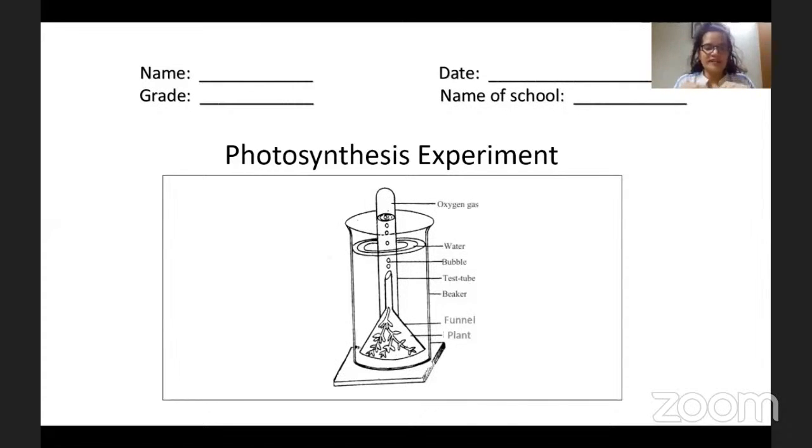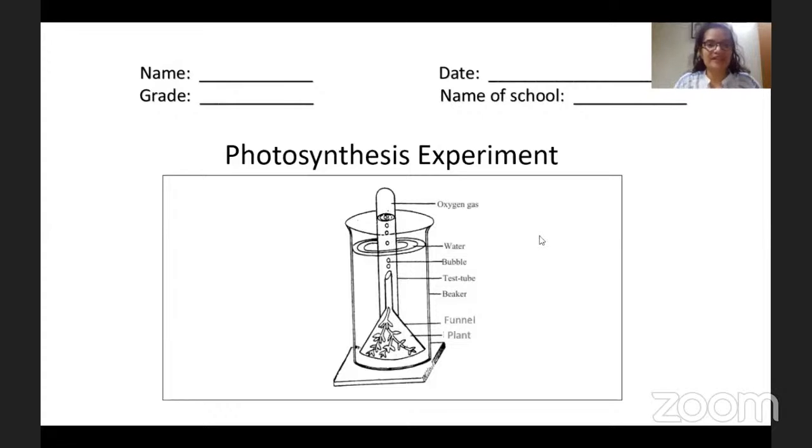Let's draw a rectangular box. You can draw a table, a beaker, a plant, an inverted funnel, and a test tube. Now this is the water level, but inside the test tube it's going to be higher. Bubbles are important because this is indicating that the plant is performing photosynthesis and oxygen is being collected up. So do draw your bubbles, okay?